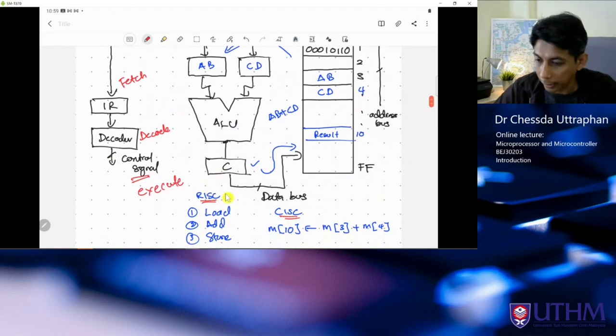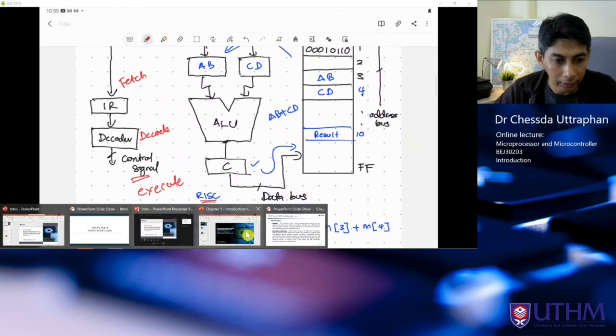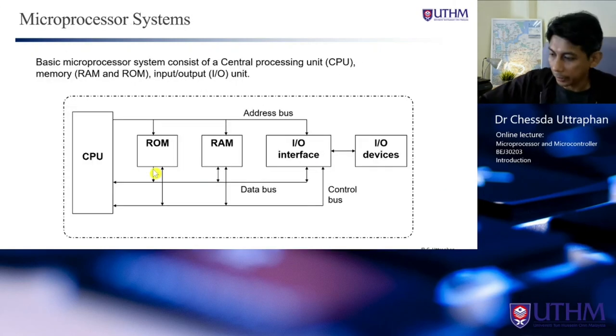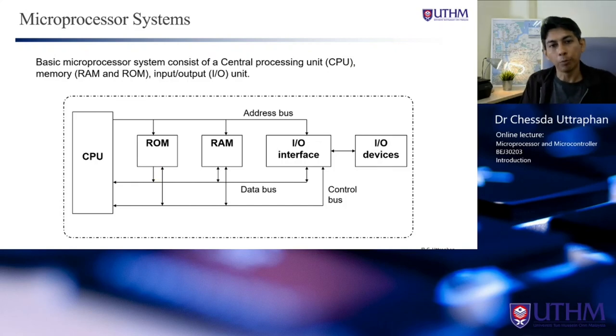So that summarizes the story of RISC. That is why we say that RISC is less complicated as compared to CISC.